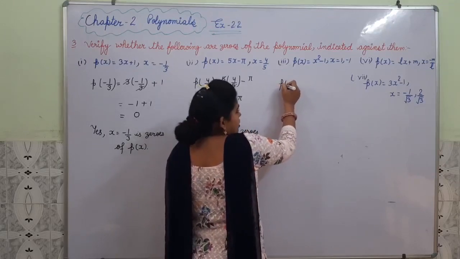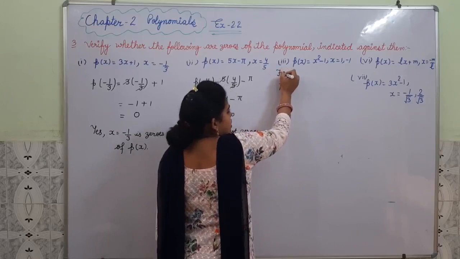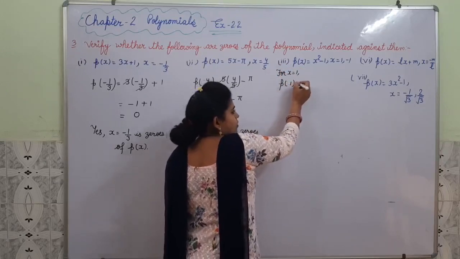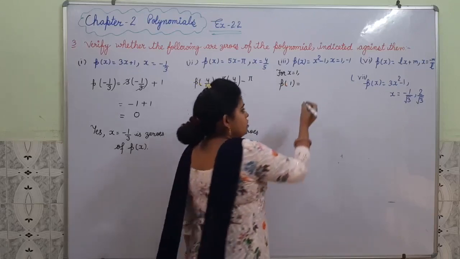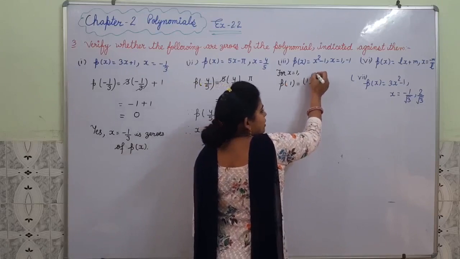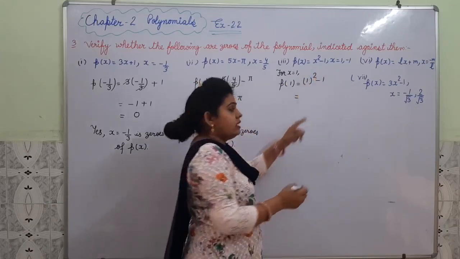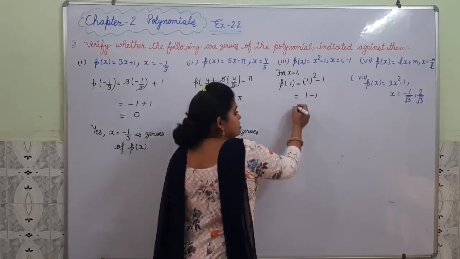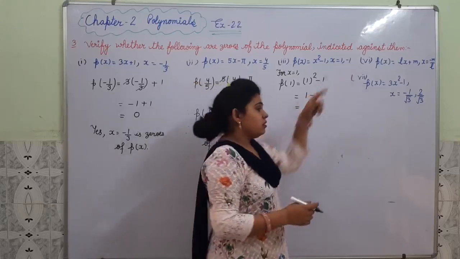For x is equal to 1, P of 1 will be equal to, here we will replace x by 1. So 1 square minus 1, and the square of 1 is 1, minus 1 is 0. Now we will check for minus 1.